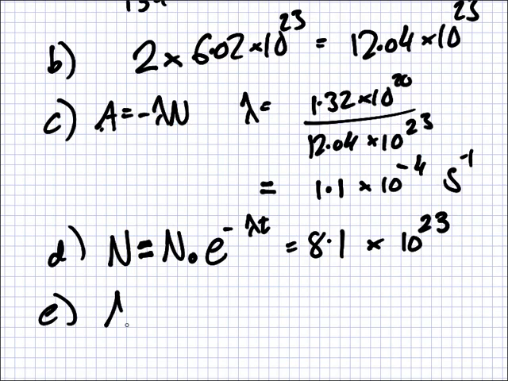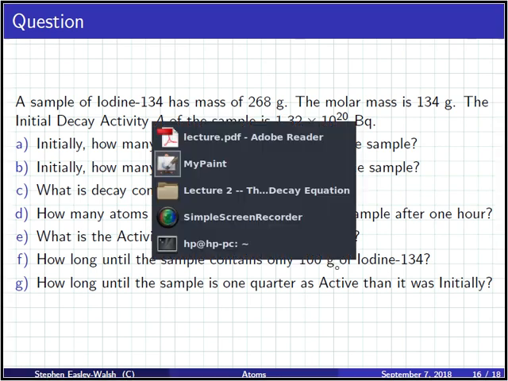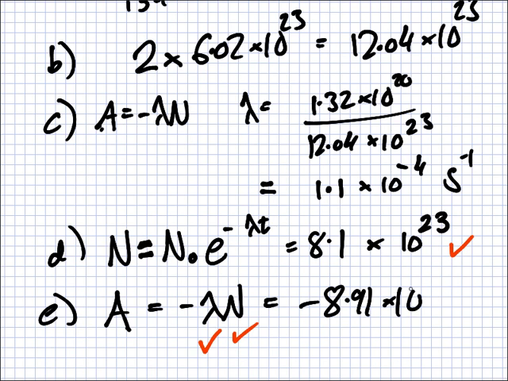E. What's the activity? Well, that's easy peasy. You just use this formula. You know lambda and you know the N, so you can get the activity. So, what's the activity after 1 hour? 8.91 times 10 to the 19 Bq. Okay.